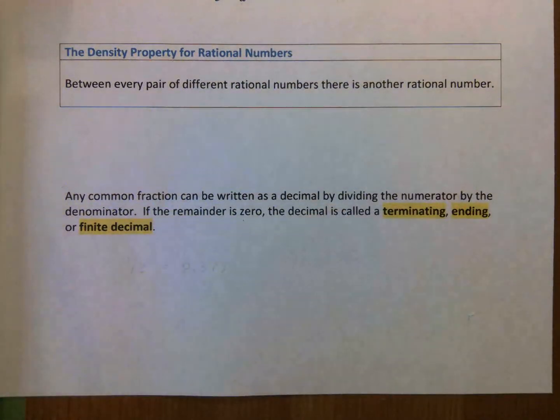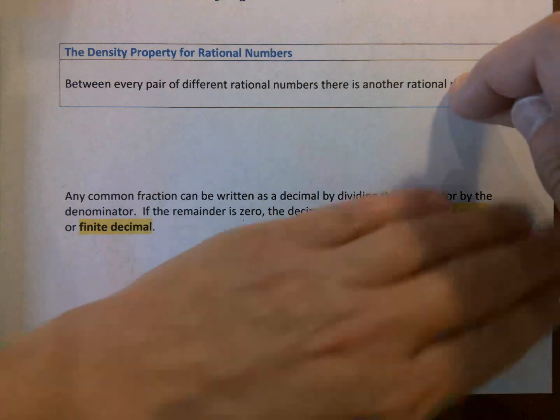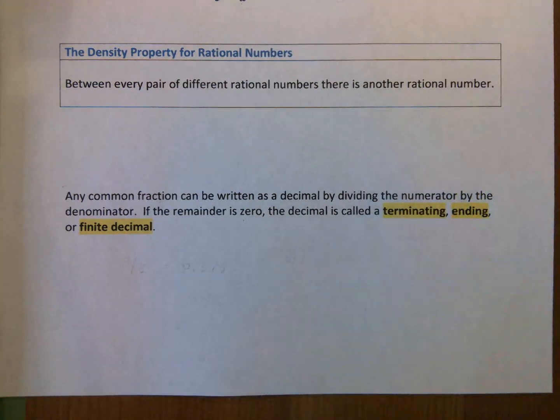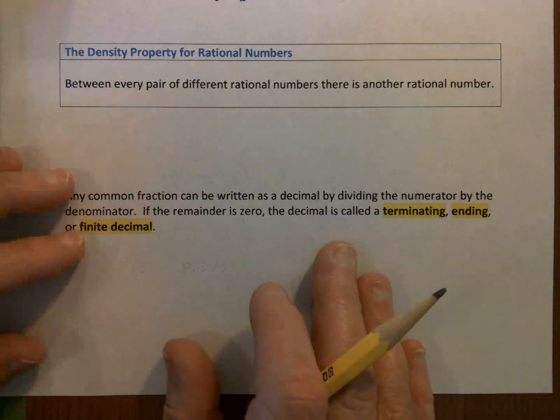Okay, now we're going to look at the density property for rational numbers. And basically what this says is that if I have two rational numbers, it doesn't matter how close they are together, there is always another rational number in between them. And this goes on for infinity. There's an infinite number of rational numbers in between every single pair of rational numbers.